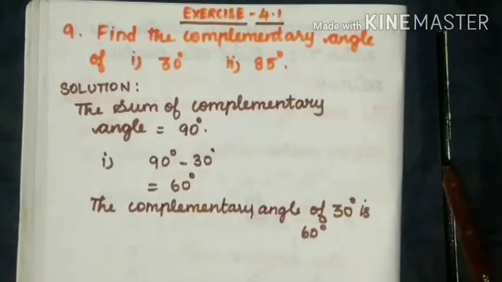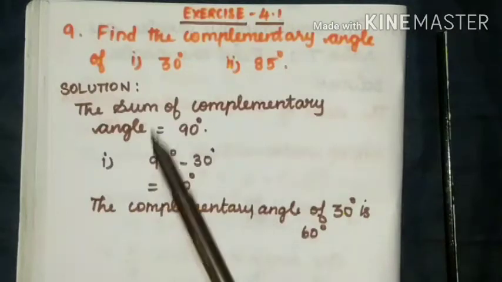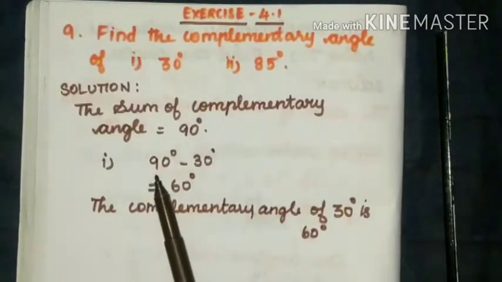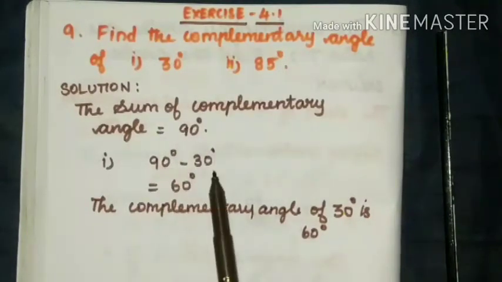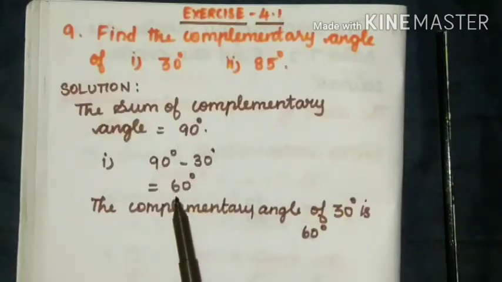You have to find the complementary angle of 30 degrees. So just subtract 90 minus 30. 90 minus 30 is 60 degrees. The complementary angle of 30 degrees is 60 degrees.